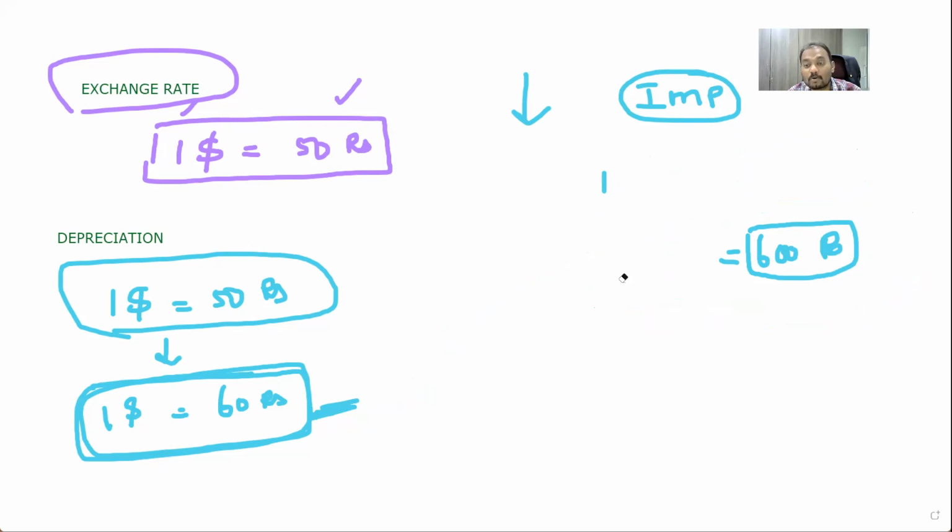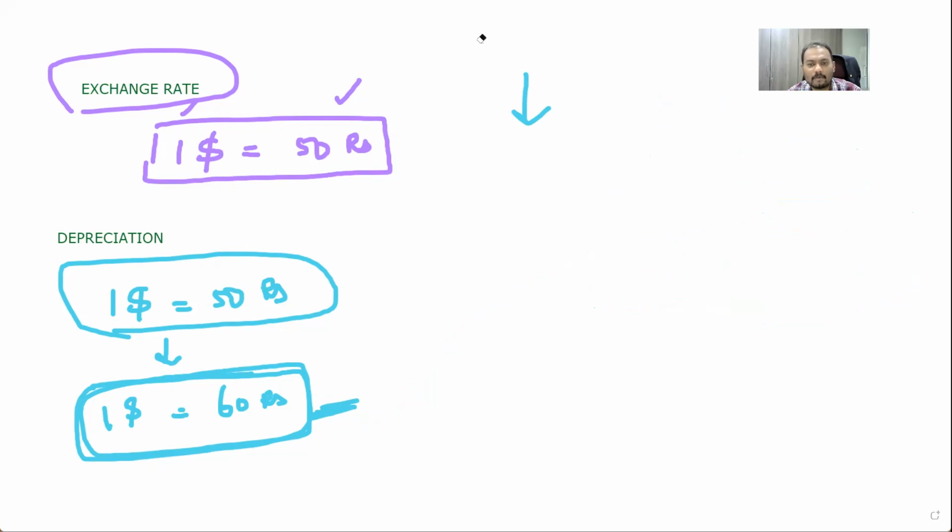Now let's look at it as an exporter. I want all of you to please respond to my questions. Earlier, exchange rate $1 is equal to how much? 15 Indian rupees. So if you're importing a good worth $10, how much do you have to pay as per the earlier exchange rate? 500.